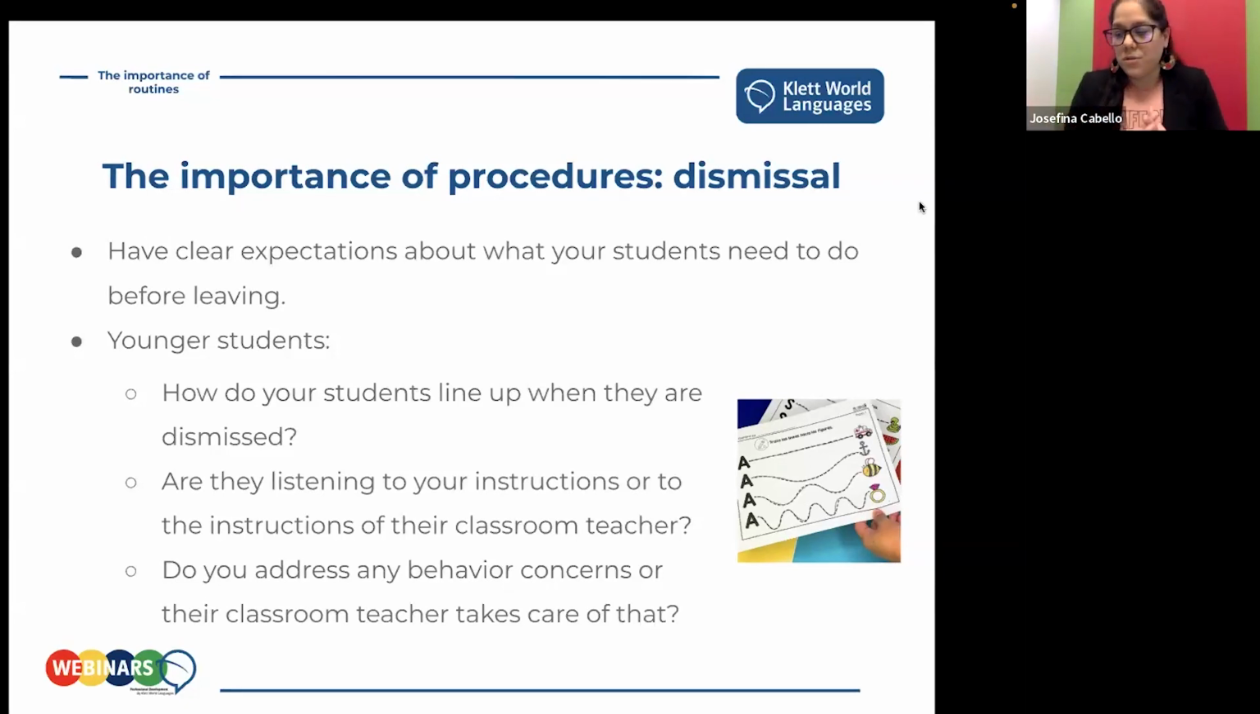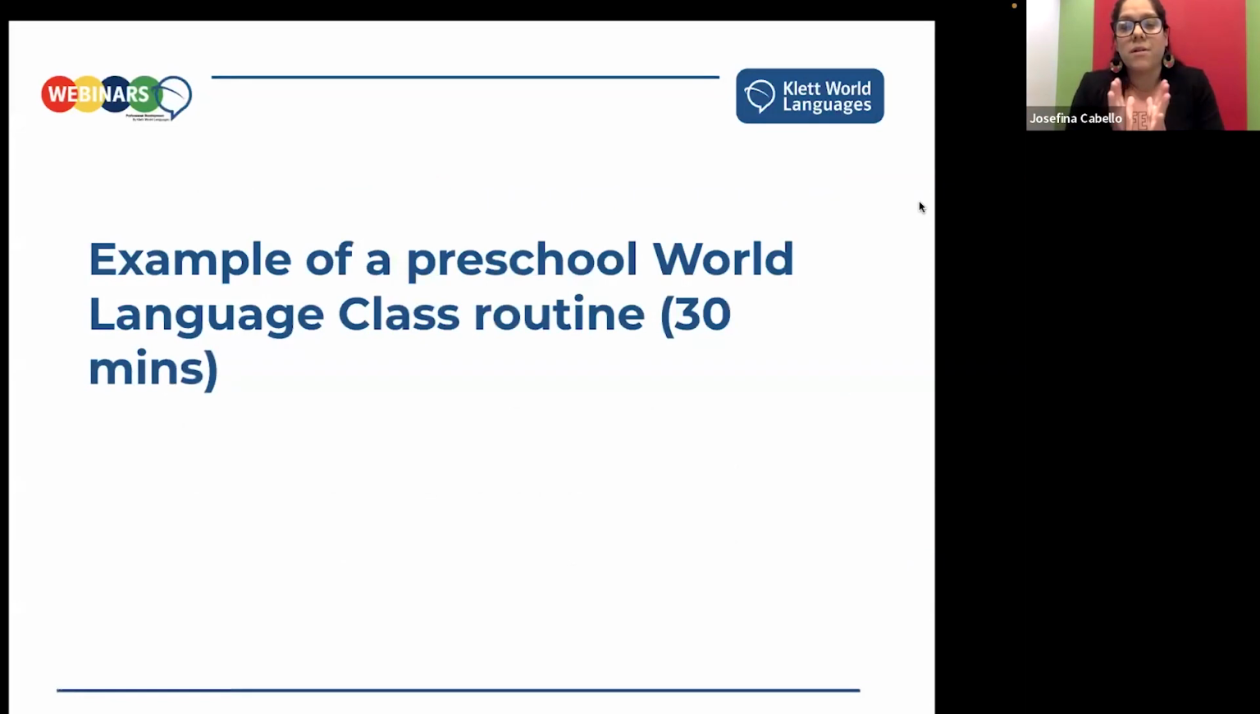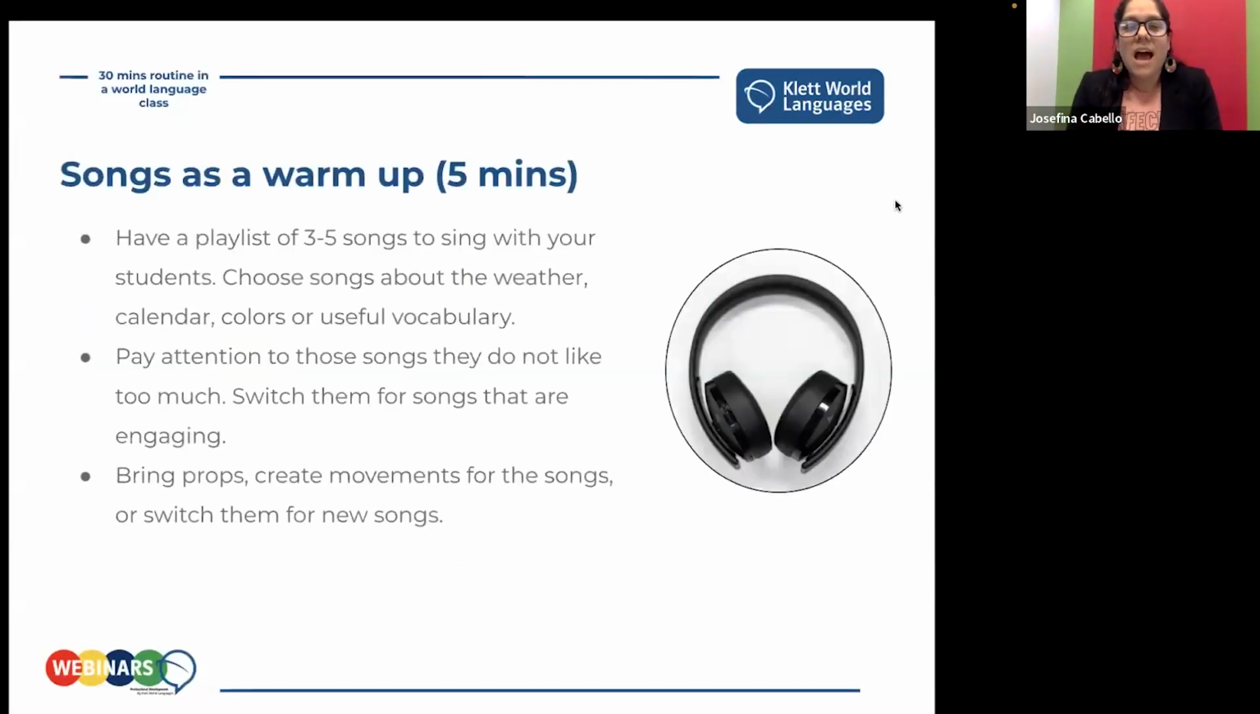So if we can go to the next slide, we can talk a little bit about an example of a world language class routine. And this is a 30-minute class. This is mostly for kindergarten to second grade, maybe. The younger ages, if you have a 30-minute class, this is an example of what we do in our lessons. So we can go to the next slide.